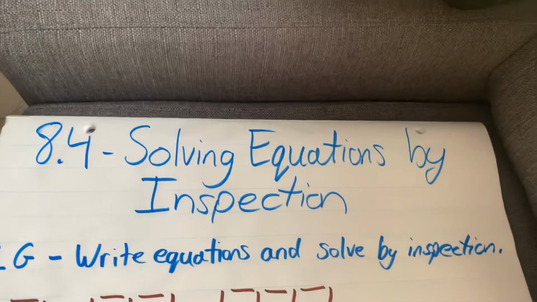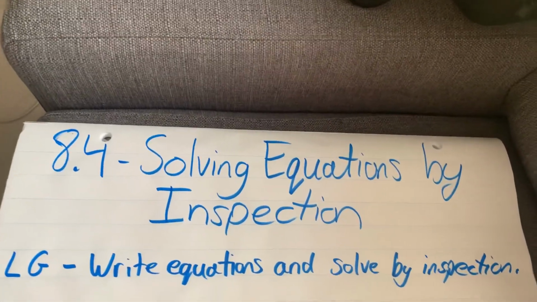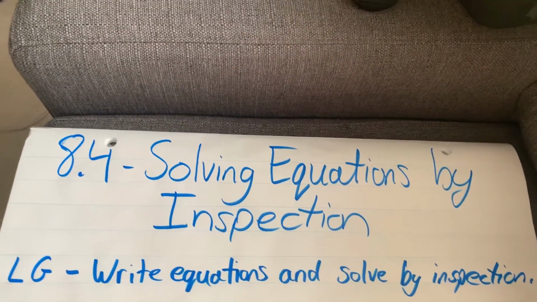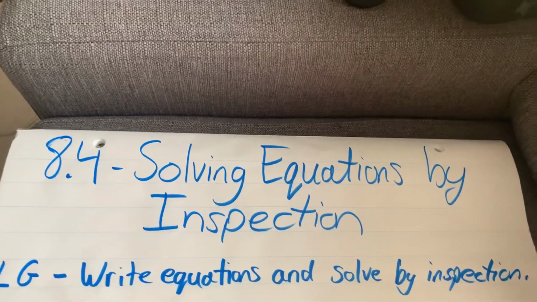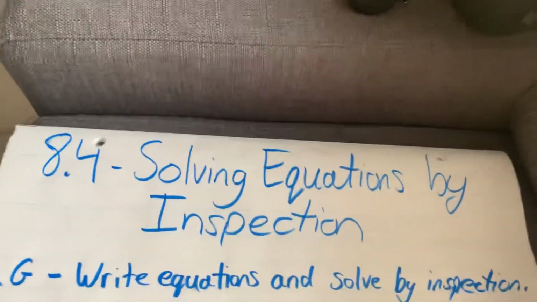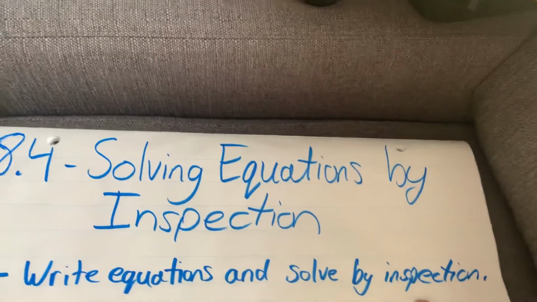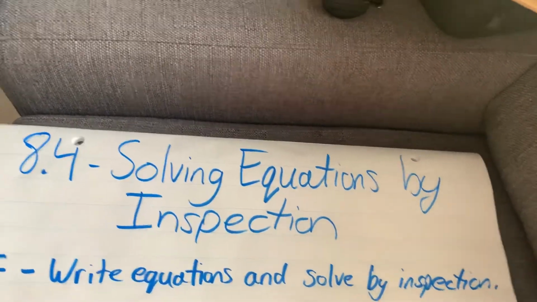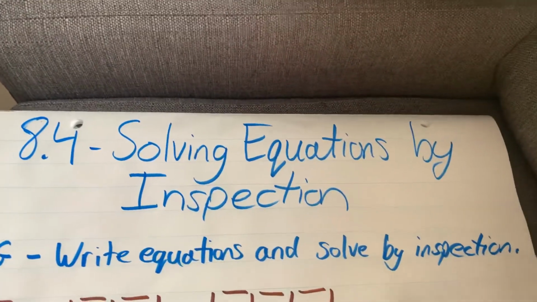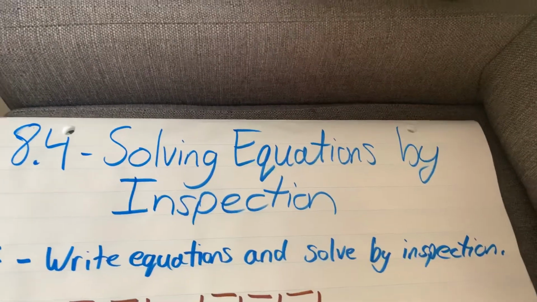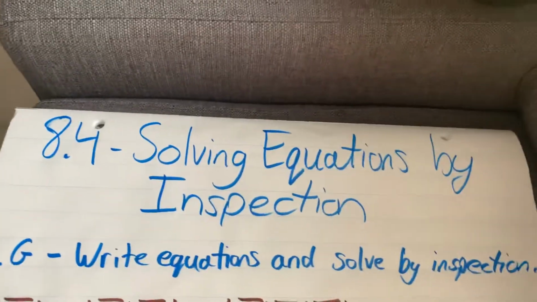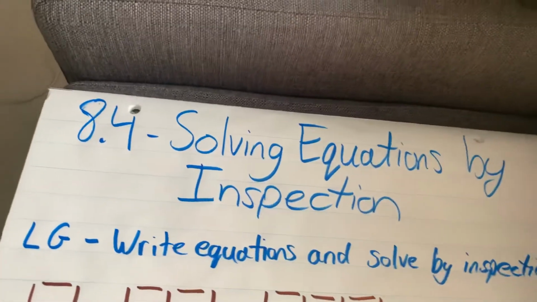Today we're going to be looking at lesson 8.4, which is solving equations by inspection. Our learning goal for today is writing equations, algebraic expressions that have letters and numbers, and solving them by inspection. Basically what this means is that we're going to be working backwards. We're going to have the answer and then figure out how we got that answer. Instead of working towards the answer, the answer will already be given to us. So let's take a look.